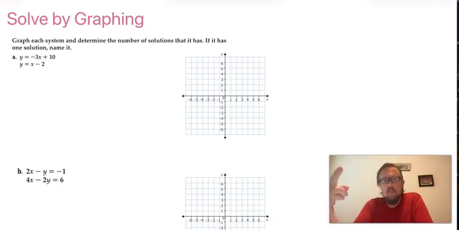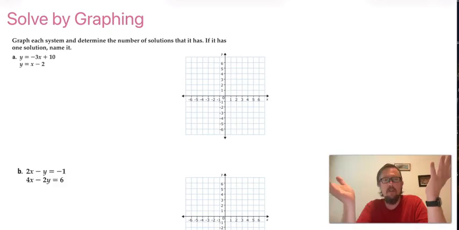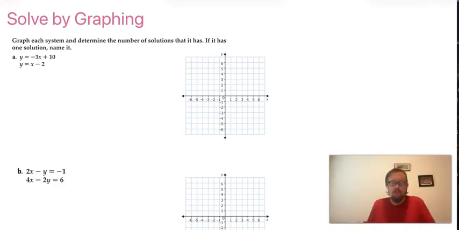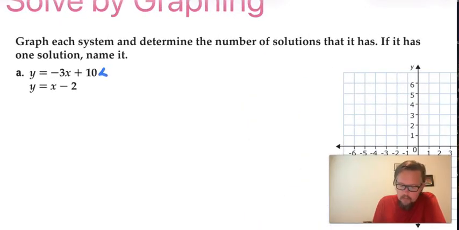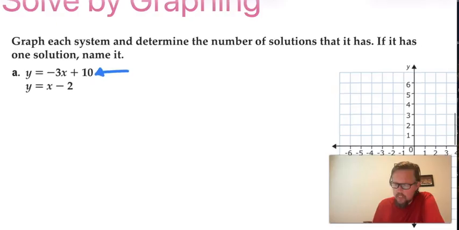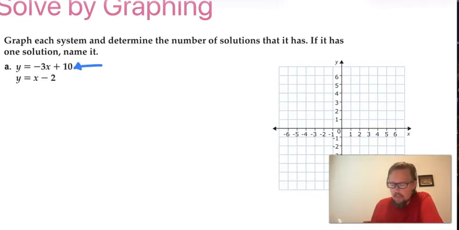Thing number two, we're going to have the exact same equation and the lines will overlap. We'll have infinite solutions. Or thing number three, we'll have parallel lines and there will be no solutions. Okay, so our first equation here is y equals negative 3x plus 10. And that's pretty easy to graph. We've got a y-intercept of 10 and a slope of negative 3.